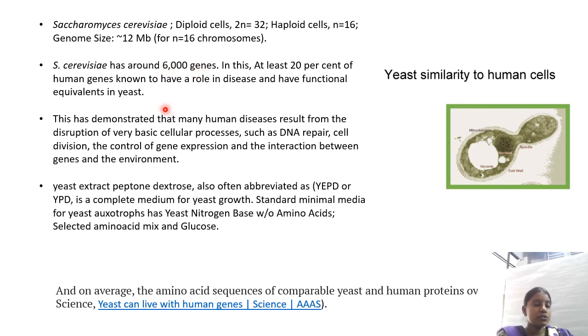In this, at least 20% of the human genes known to have roles in disease have functional equivalents in the yeast cell. If you compare the Saccharomyces cell to the human cell, comparable yeast and human proteins overlap by 32% on average, okay? So on average, the amino acid sequence of the comparable yeast and human proteins overlap by 32%, okay? Which has demonstrated that this Saccharomyces cerevisiae can be a good model organism to study many human proteins as well.